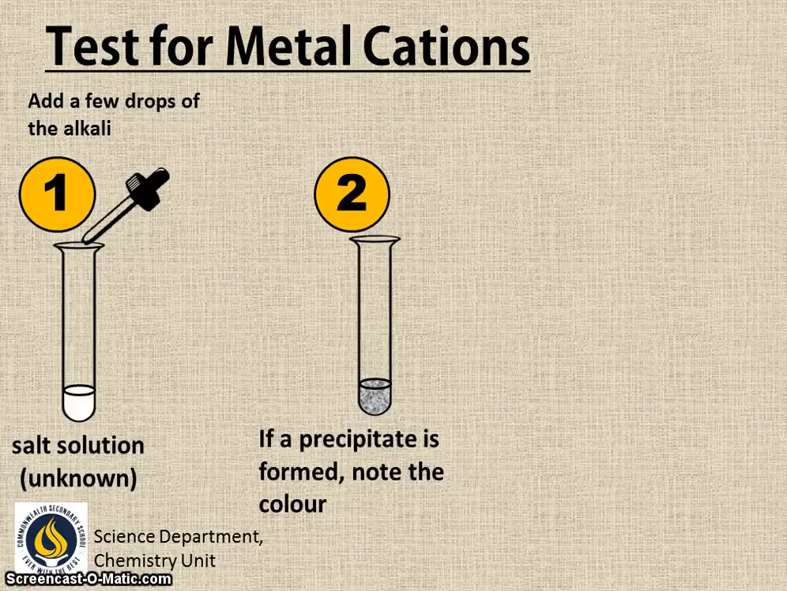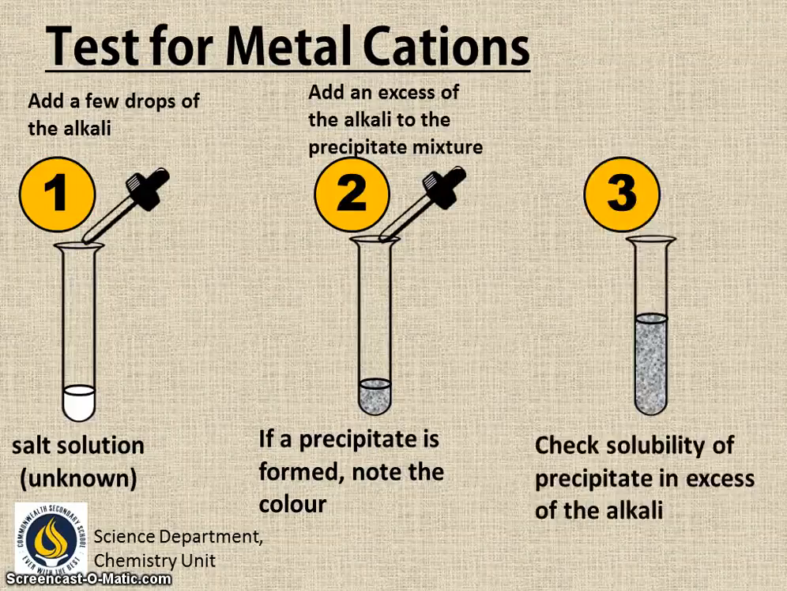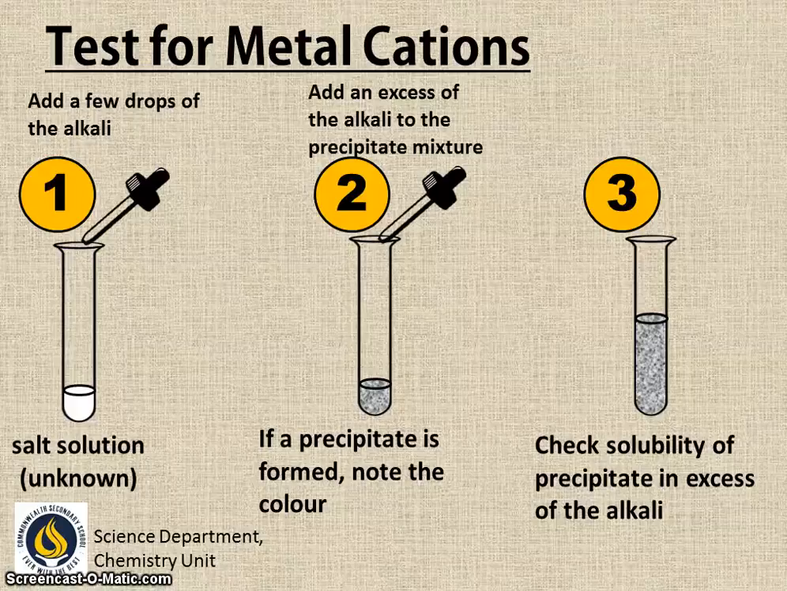Take note of the color of the precipitate before adding an excess of the same alkali to the mixture. Shake to mix the content again. A glass rod is sometimes used to ensure complete mixing. Some metal hydroxides are soluble in an excess of the alkali due to the formation of complex salts.